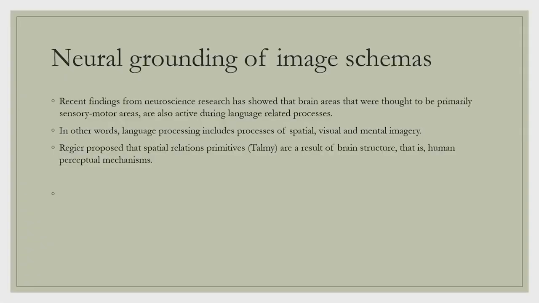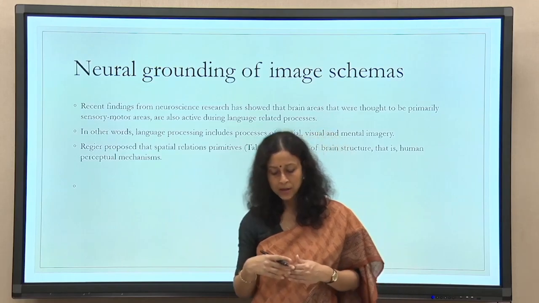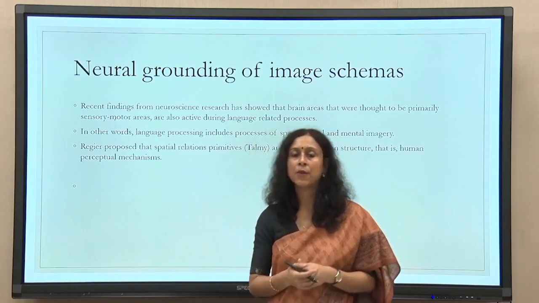Let us move on to the neural grounding of image schema. Like we said in the beginning, there are two sources that have been proposed. One of them is the brain mechanism, that the brain is capable of creating this. Recent findings from neuroscience research have revealed that brain areas that were thought to be primarily dedicated to functions other than language, like sensory motor areas and so on, have been found to be active, busy, even while doing a language processing task.